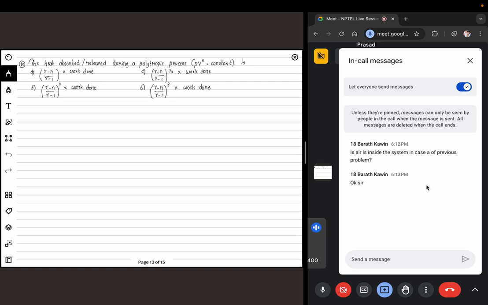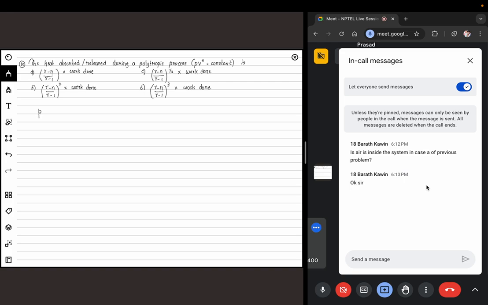The next one is again the same question, a slightly modified one. So we have a polytropic process. In a polytropic process, we have already derived what the work done is. Now the question is to determine what the heat transfer is. So in a polytropic process, what is the work done? So how do I calculate it?